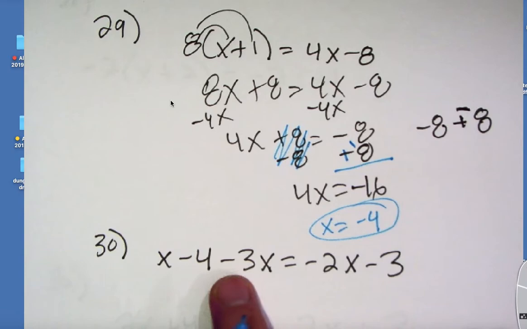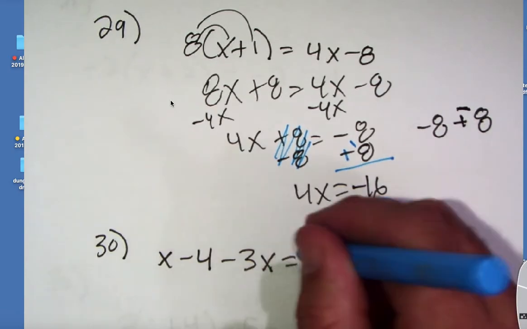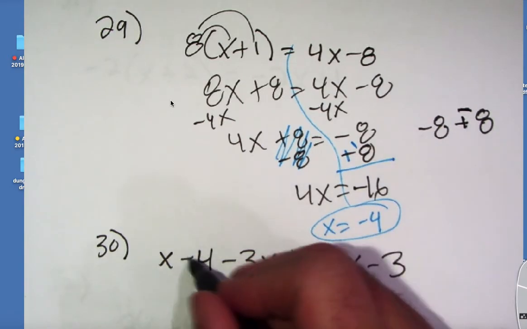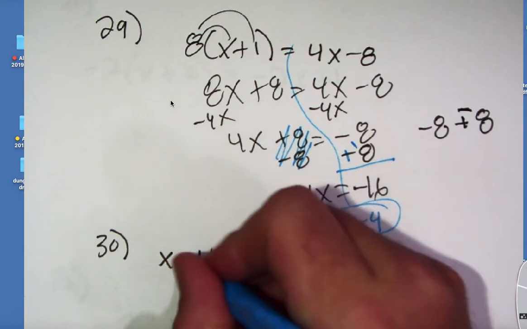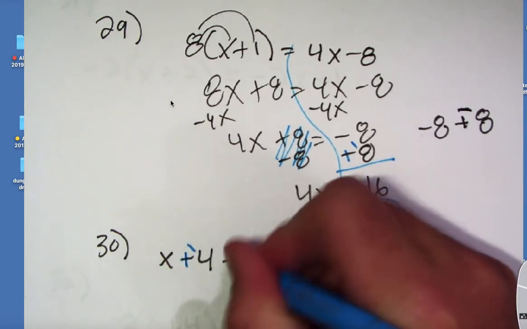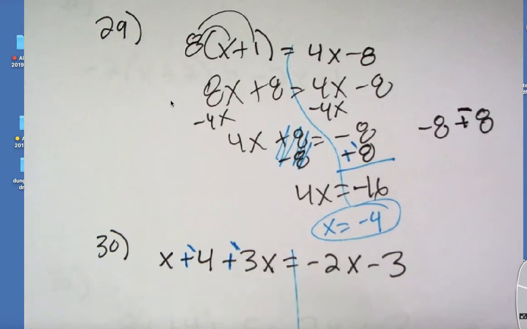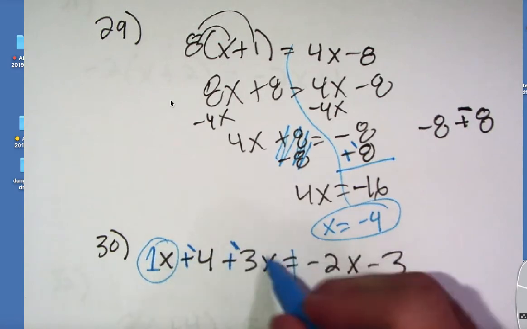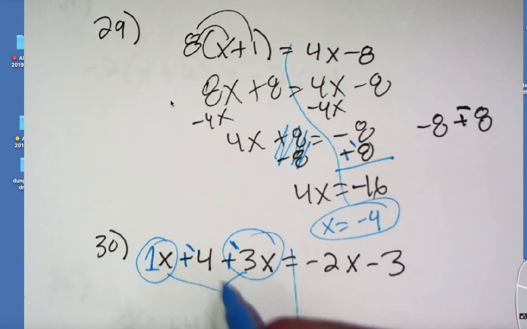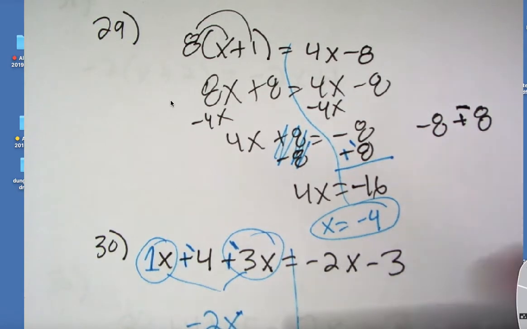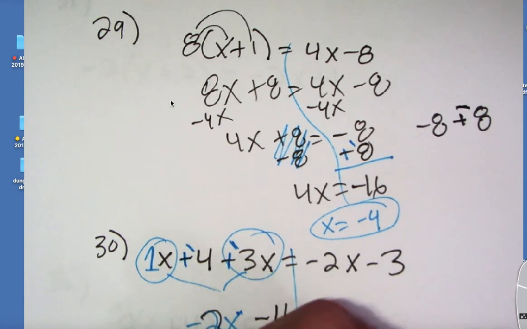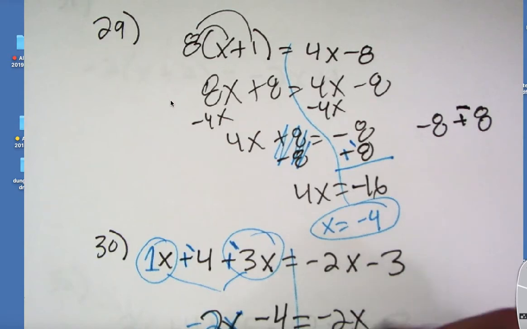x minus 4 minus 3x equals negative 2x minus 3. I'm going to help myself. Sometimes it makes sense to go plus negative 4 and plus negative 3. And then also to put this 1 in here in front of the x. Okay, so I have 1x plus negative 3x. 1 plus negative 3 is negative 2x. And I have plus negative 4. So let's put down as minus 4. And that equals negative 2x minus 3.